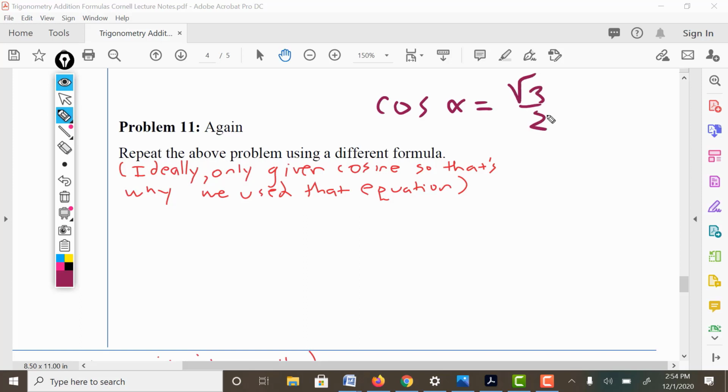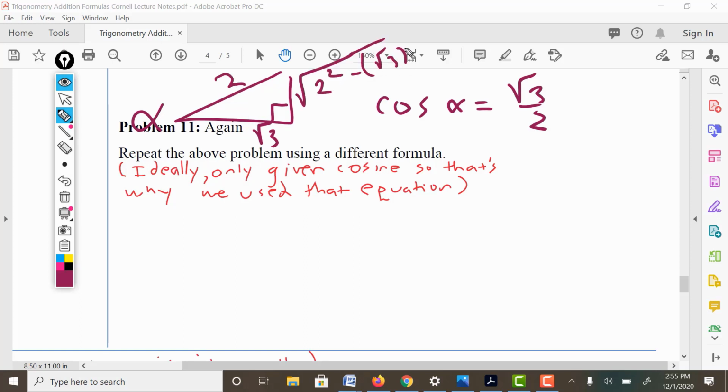So if we're going to use a different formula, we need sine. And to find the sine, we would do as before, right? We set up the alpha. This is the adjacent. This is the hypotenuse. 2 squared minus radical 3 squared. 4 minus 3 is 1. So I get sine of alpha is 1 over 2.